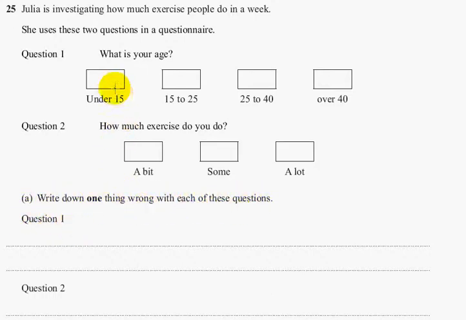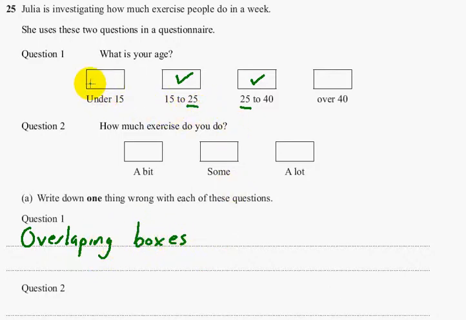Question 1, what is your age? Under 15, 15 to 25, 25 to 40, over 40. The first thing wrong is that it has an overlapping box. For example, if you were 25 years old, some people may tick this box and some people may have ticked this box. So overlapping boxes.